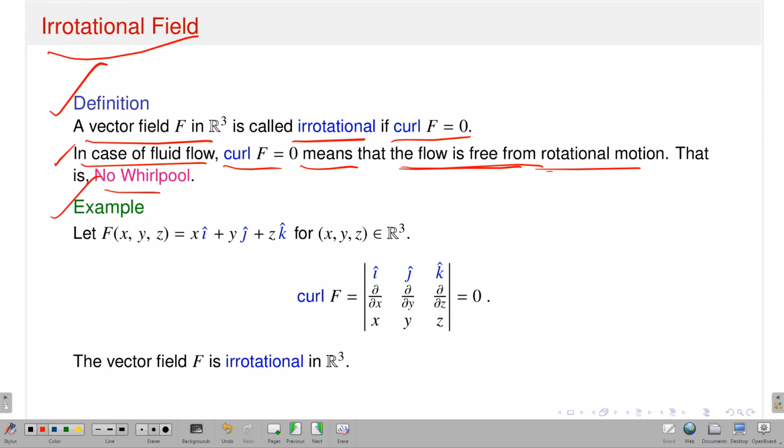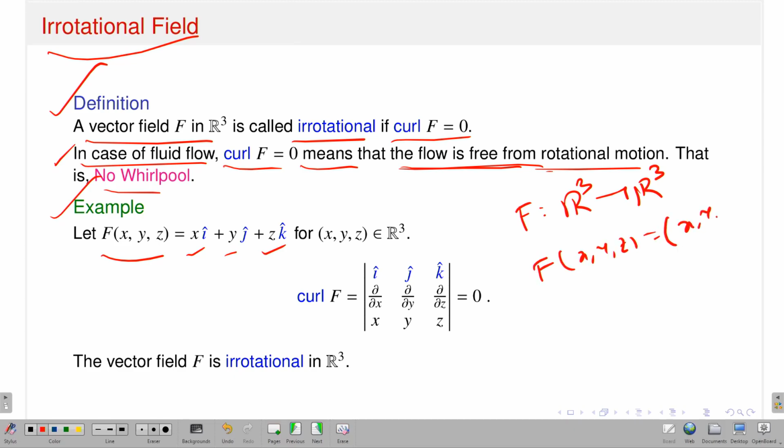Now one example. Suppose I take a vector field capital F of x, y, z, which is x i cap, y j cap and z k cap. It is a vector field capital F from R3 to R3. It maps x, y, z to x, y, z.